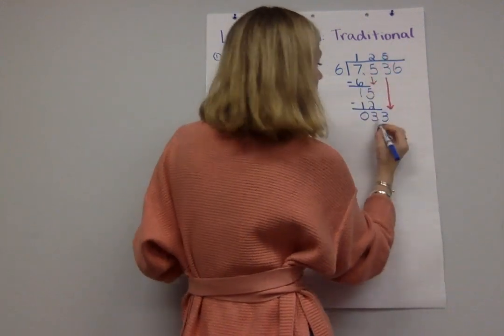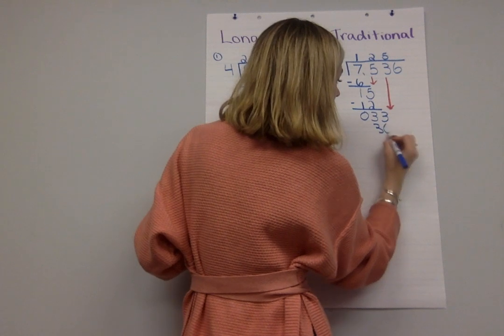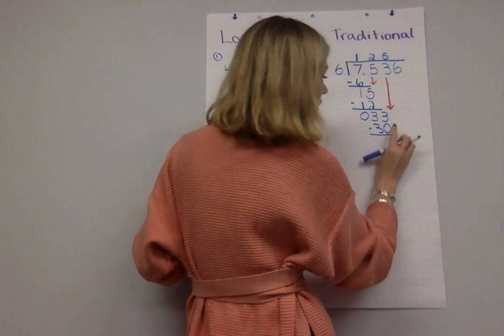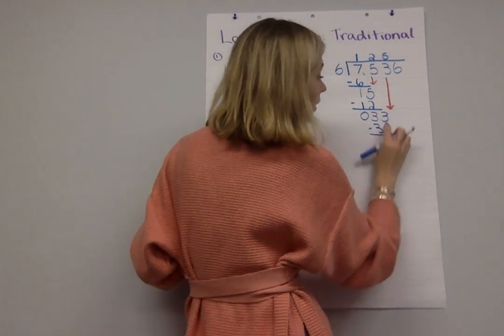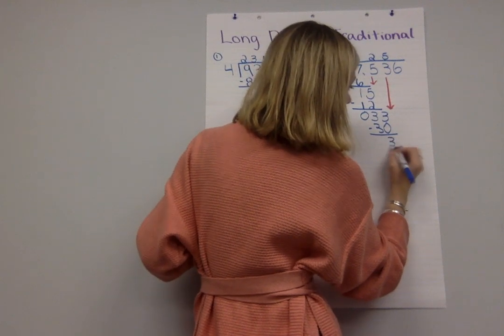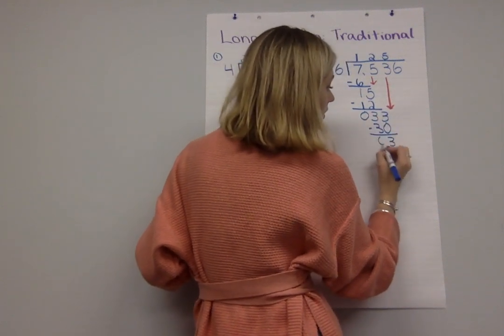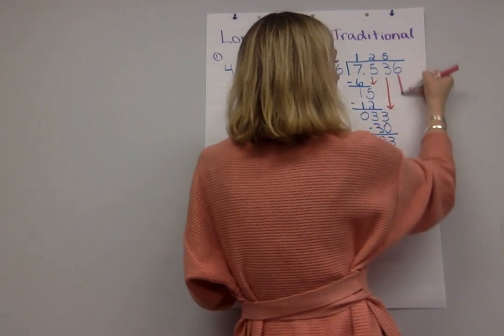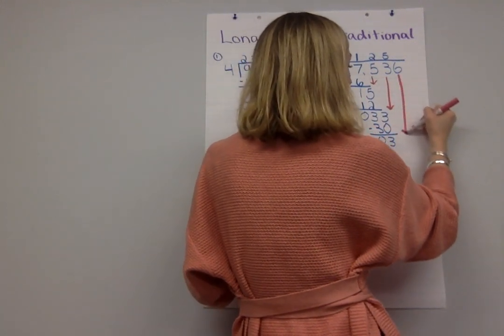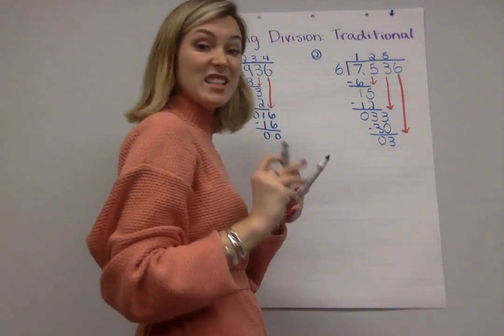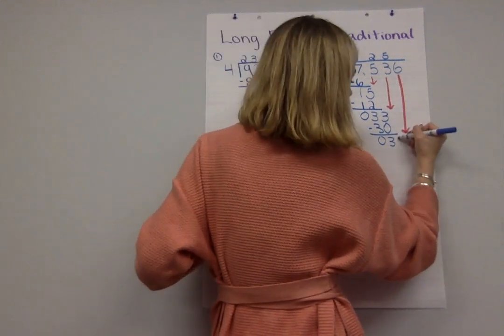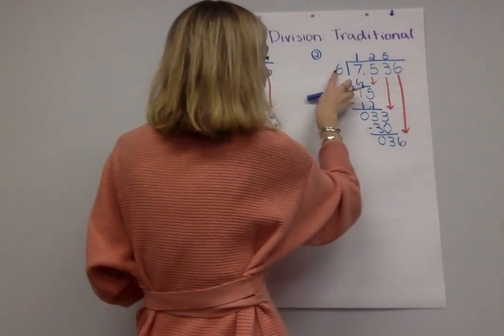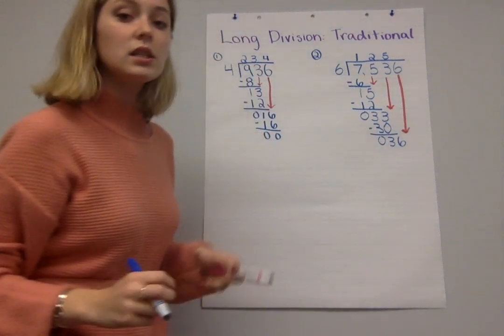6 times 5, going right above the place value that it belongs in. 6 times 5 is 30. So now I subtract 30. 3 minus 0 is 3. 3 minus 3 is 0. Looks like this is our last one to bring down. We're bringing down a 6. How many times does 6 go into 36?